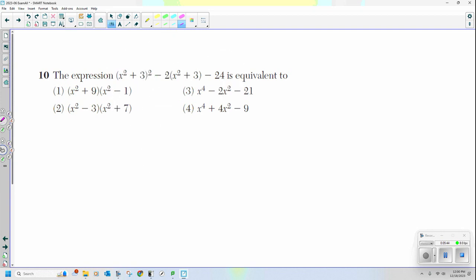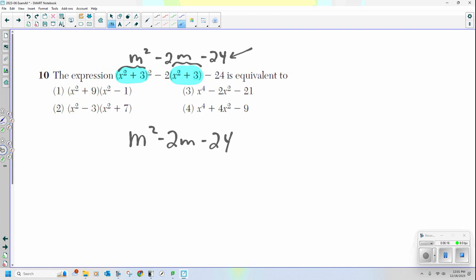So what we're going to do is, you see this x² + 3? If I were to replace that with something, let's say an m. If this was m² − 2m − 24, now this becomes a lot easier to factor.